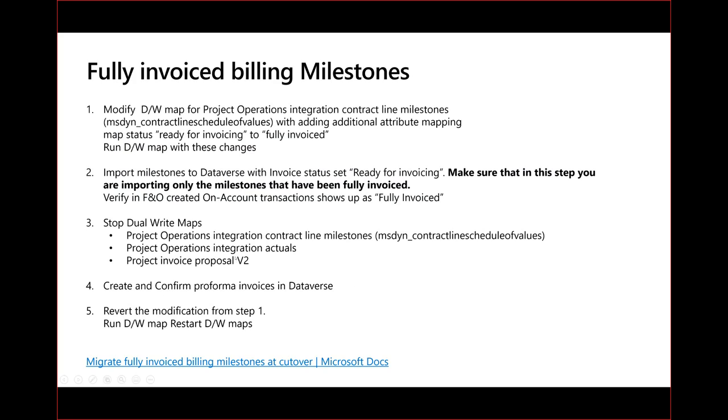Since we don't have dual write maps, nothing will be synchronized to finance and operations, so our finance and operations is not touched. And once that step is done, we're going to revert all the dual write maps and restart them. And then, of course, we still need to upload the open billing milestones, the ones which were not invoiced, but those we want to have going through finance and operations as well, because we need to do the full actions later on those milestones.